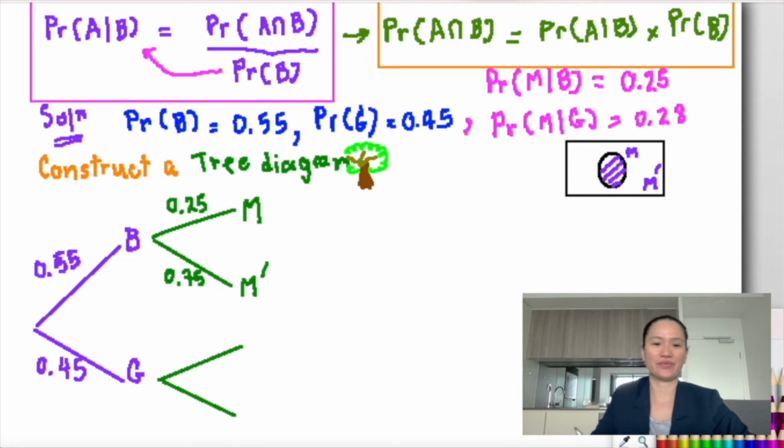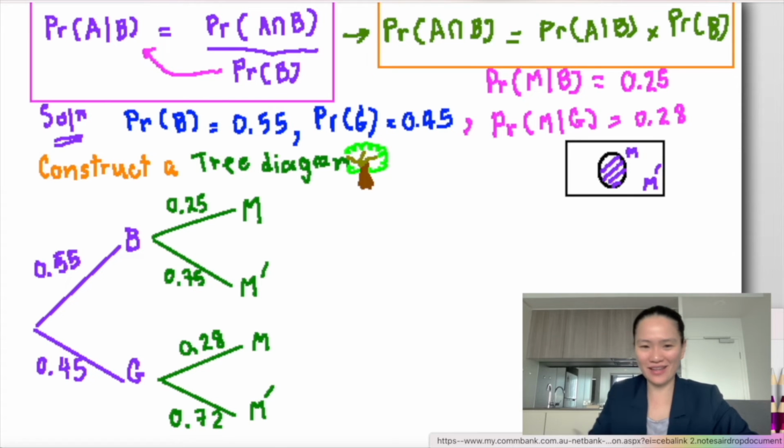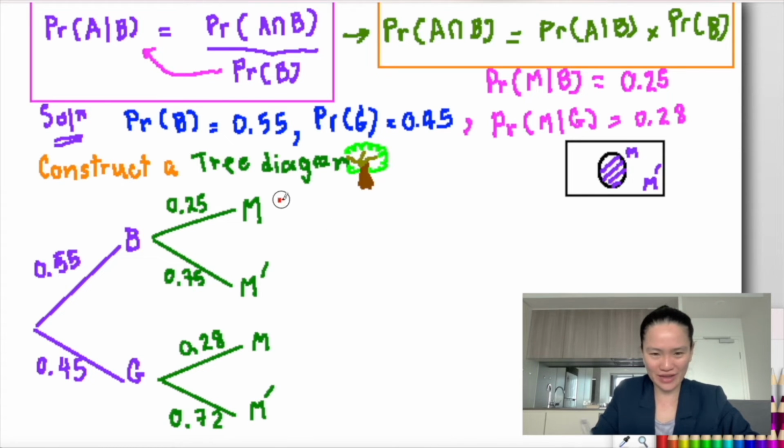Girl who likes mathematics, 0.28. So the probability of a girl who doesn't like math has to be 0.72. Does it make sense? Okay. Now the exciting process.